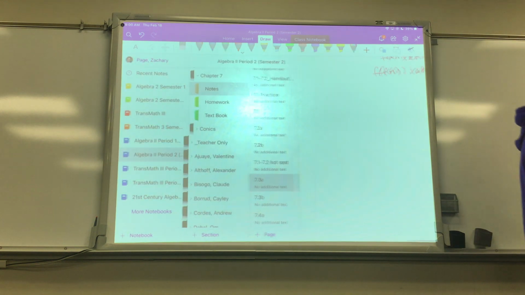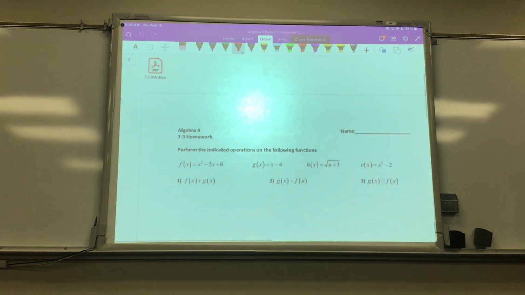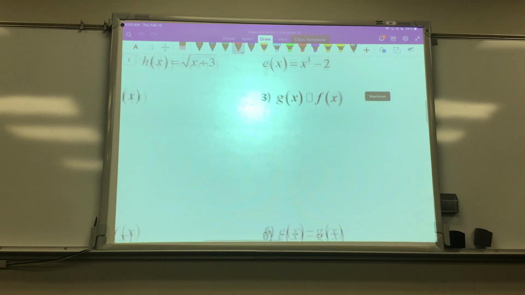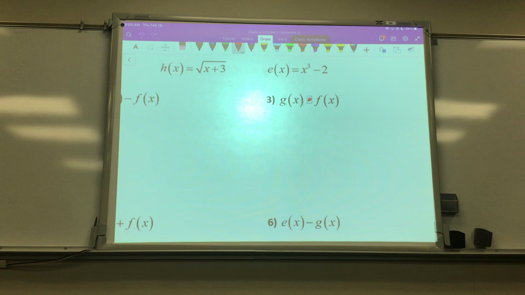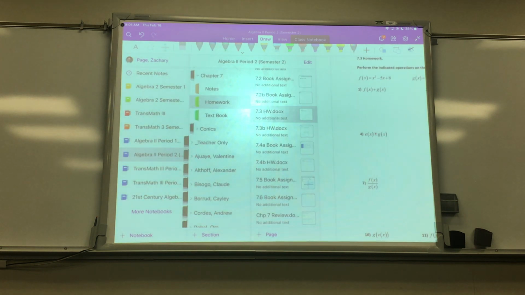All right, so homework on that one. 7.3 homework back, 13 questions. For some reason, Word is weird when I bring stuff into OneNote. So if you see a box like that, it's multiplication. Any questions on homework before I give you guys the quiz?